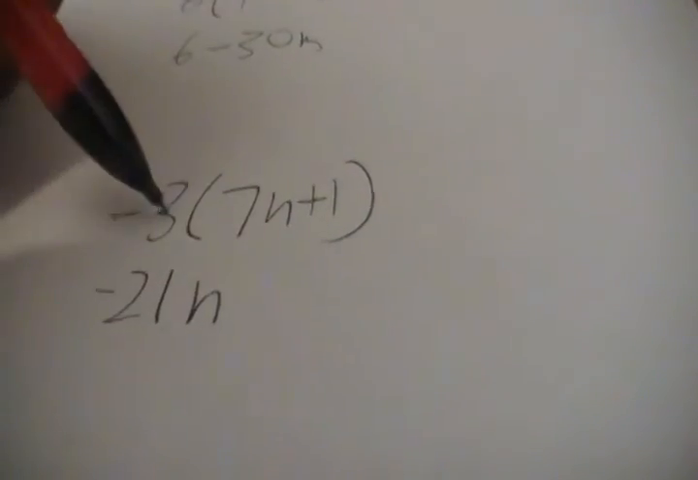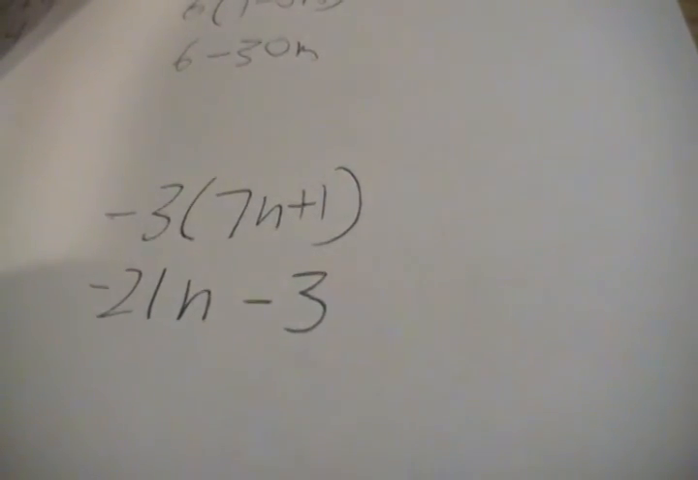Let's try one more. So we're going to have negative 3 times (7n plus 1). Pause the video, do the problem. Okay, so let's do the process again. So constant times the first term, constant times the second term. So negative 3 times 7n is negative 21n, right? Because negative 3 times 7 is negative 21. And then negative 3 times 1, that's going to be negative 3. So it's going to be negative 21n minus 3.